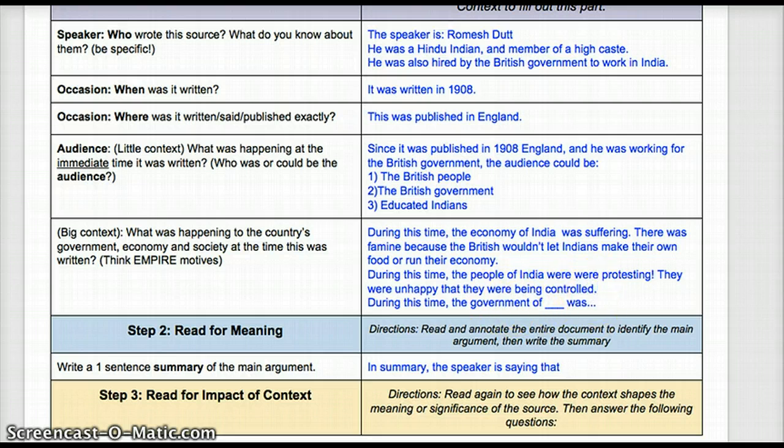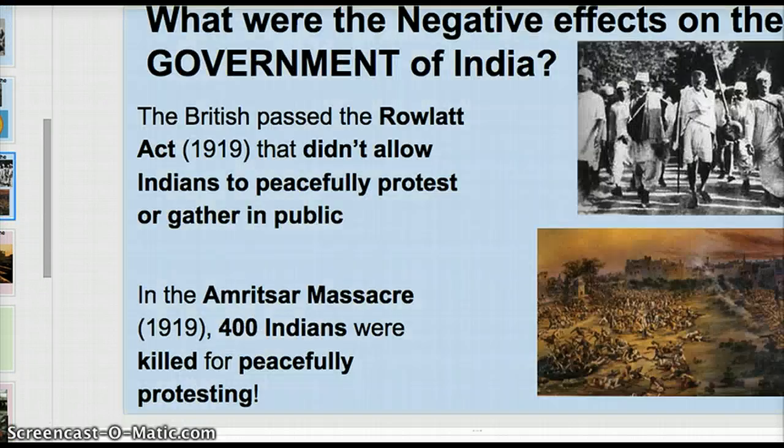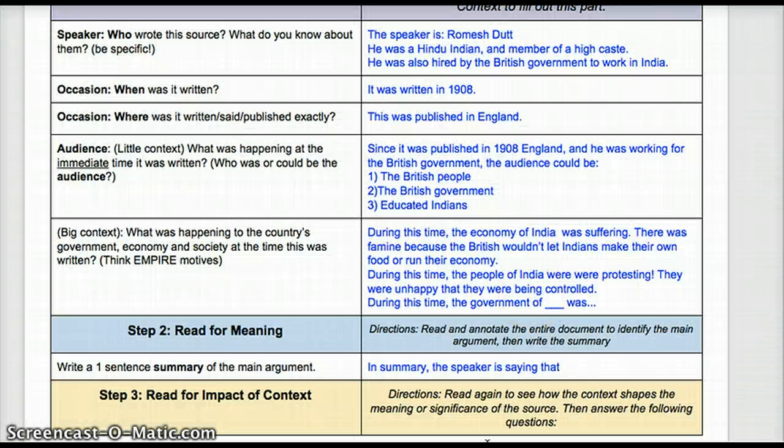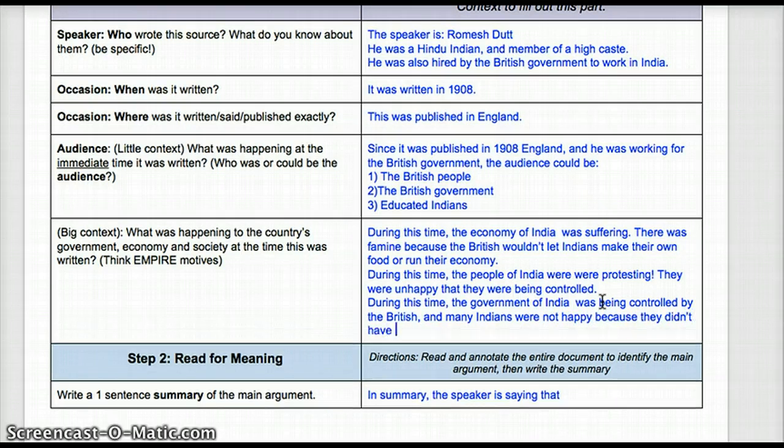What do I know about the government? Well, do you guys remember anything about the massacres during this time? There was the Amritsar massacre. Well, I guess it happened right after that, but even before that, the people of India were really upset that they couldn't protest peacefully or run their government. So during this time, the government of India was being controlled by the British, and many Indians were not happy because they didn't have a voice.